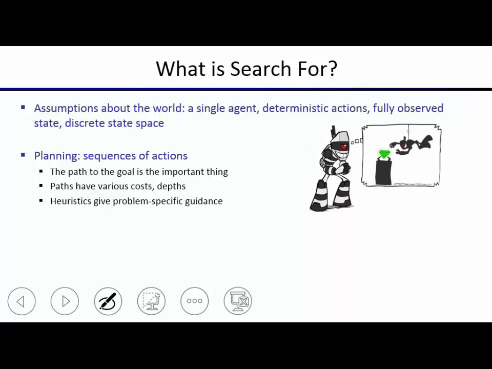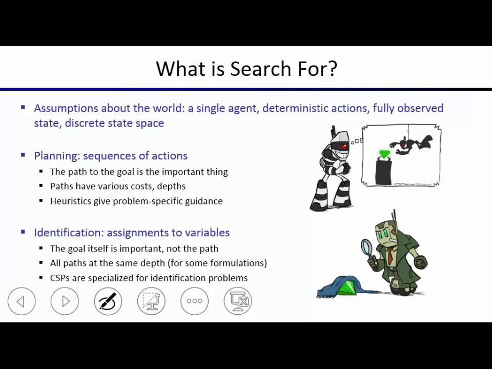Okay. Now, there are other problems that we might want to solve. They're called identification problems. It's where there's a set of variables. You want to find an assignment to each of the variables in that set such that some properties are satisfied for that assignment. This is still a search problem because you can think of every action that you take being making an assignment to a variable you have not assigned yet. And so your sequence of actions would be a sequence of assignments of values to variables.